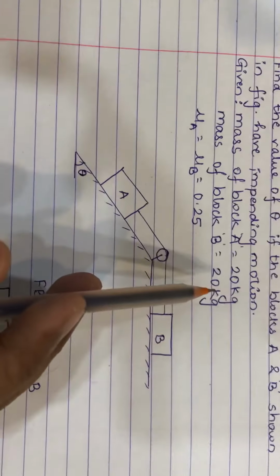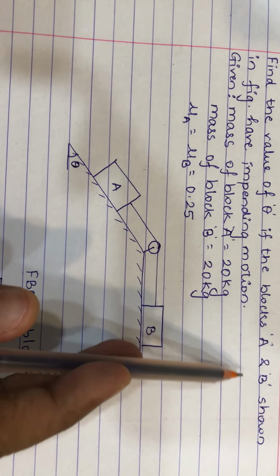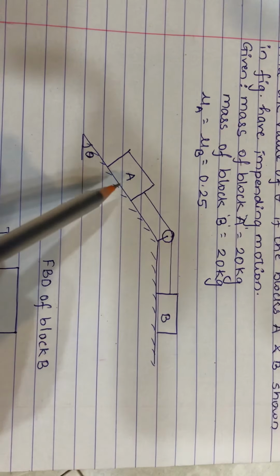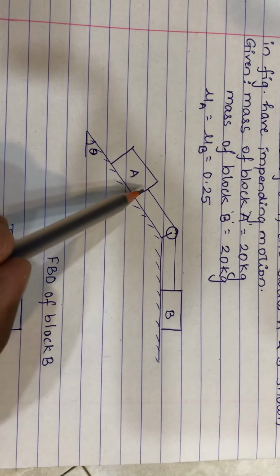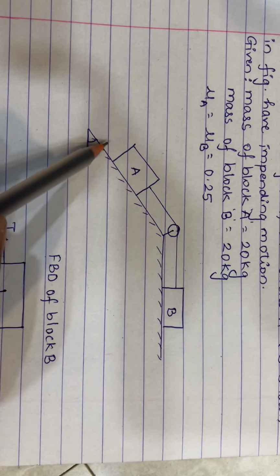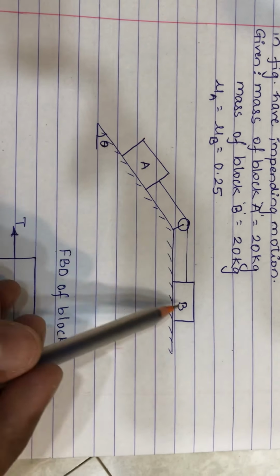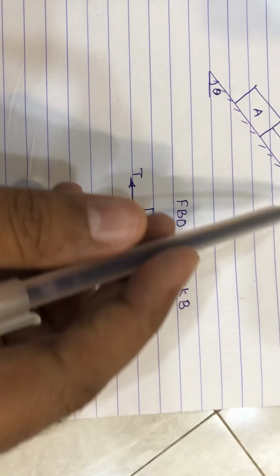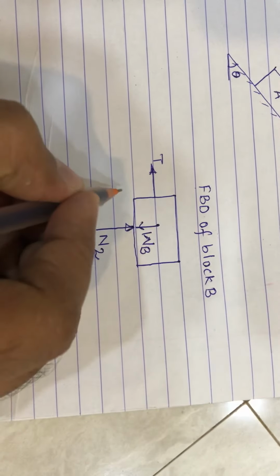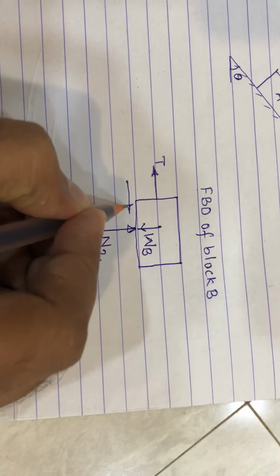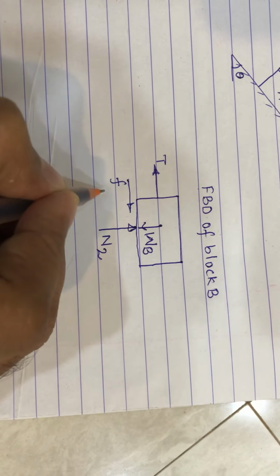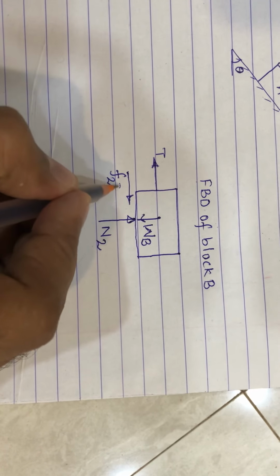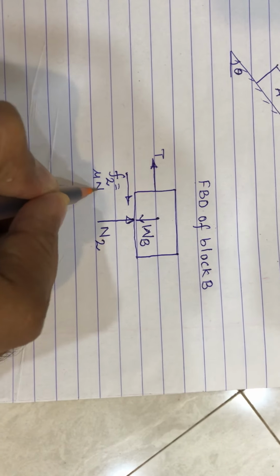As the question says that blocks A and B have impending motion, we'll consider that block A has impending motion in the downward direction and block B is moving to the left side. As block B is moving to the left, the frictional force will act to the right, considering it as F2, which is equal to mu N2.